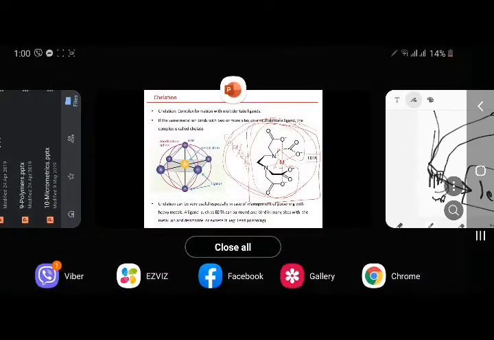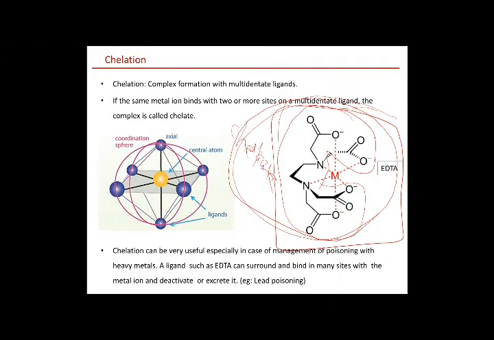So EDTA has been used as a treatment for lead poisoning or any other metal poisoning. Let's say there's a child that is exposed to heavy metal poisoning. We can employ multidentate ligands like EDTA to make complexes with the metal in the body of that person that has been intoxicated by this metal.